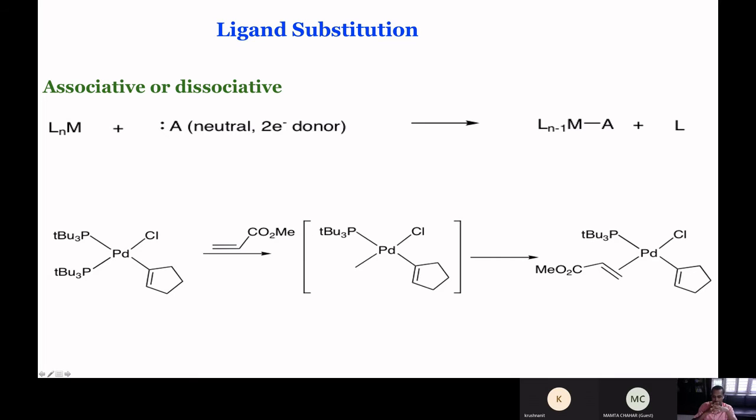So phosphine goes out, olefin comes in. Ligand substitution. It could have been another process where the olefin comes and sits here and then this one goes out. That is not going to happen in this case. Here one of the ligands goes out first and then the olefin comes in. Okay, so this sort of thing we will be seeing again and again. I will remind you when you see it again.